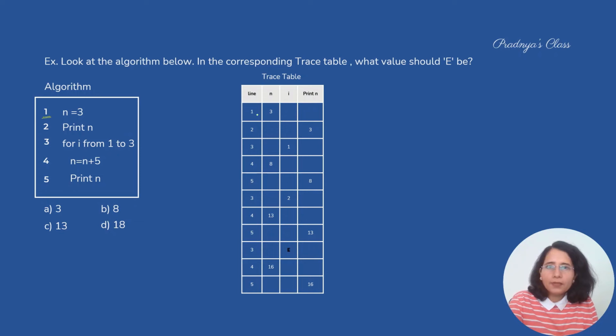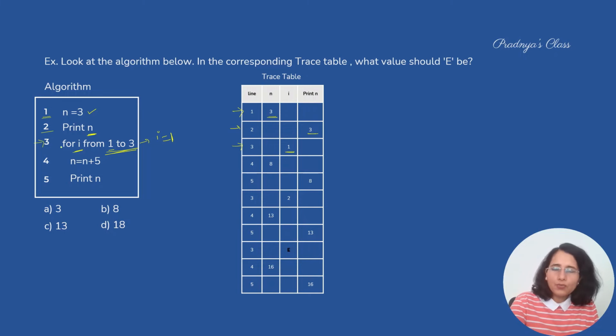Look at the line number 1. So this is line number 1. The value of n is equal to 3. So we have mentioned here 3. Now come to the next statement, line number 2. In line number 2 we are printing the value of n. So we have printed here 3. Look at the line number 3. In this line the value of I will vary from 1 to 3. But in the beginning the value of I will be 1. So in the line number 3 we have written the value of I as 1.